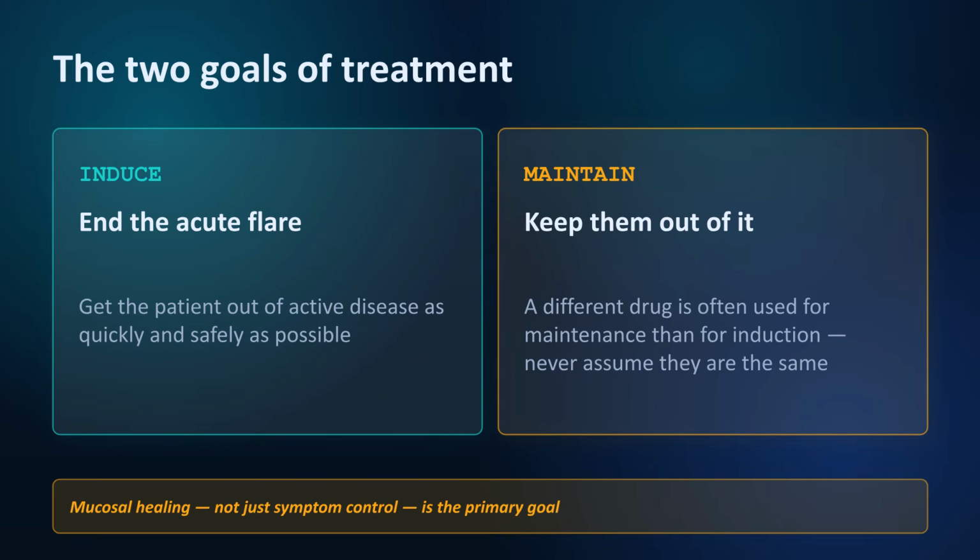There are exactly two goals in inflammatory bowel disease therapy. The first is to induce remission of the acute flare. Get the patient out of active disease as quickly and as safely as you can. The second is to maintain that remission. Keep them out of it. And here is the point residents most often miss. A different drug is frequently used for maintenance than for induction. Steroids are the clearest example. They induce beautifully, and they maintain terribly. So whenever you start an induction agent, ask immediately what will hold the remission afterwards. Write the maintenance plan into the same note as the induction order.